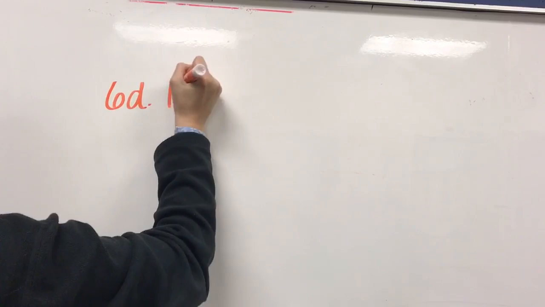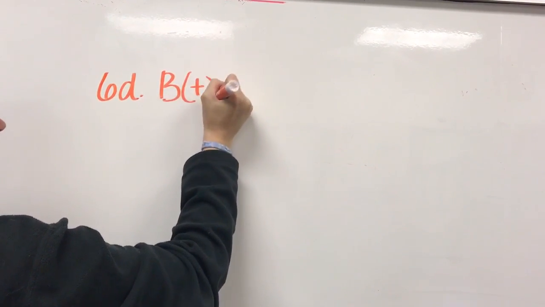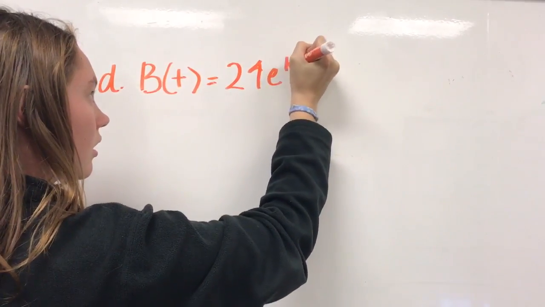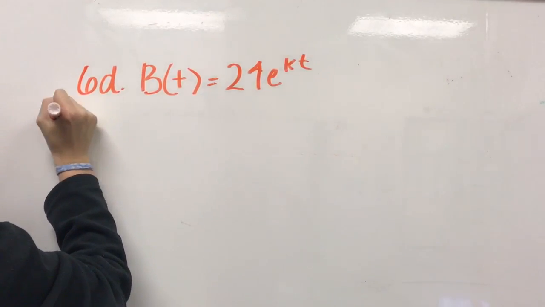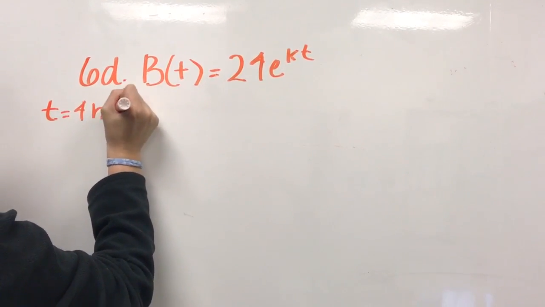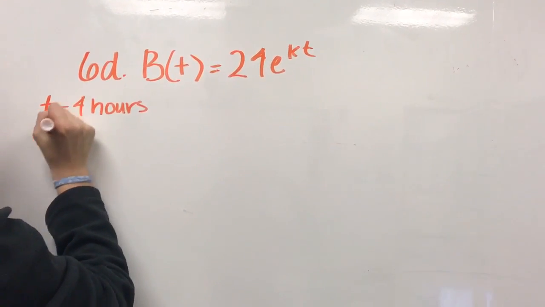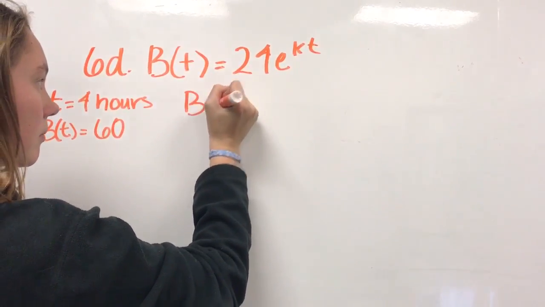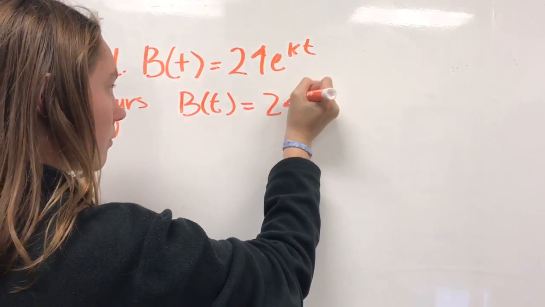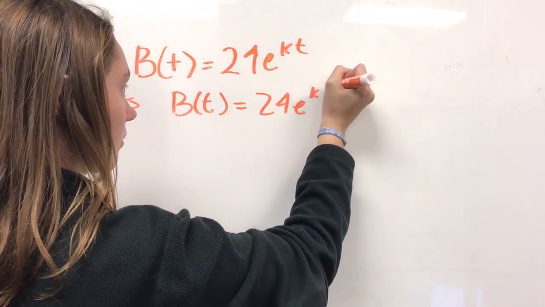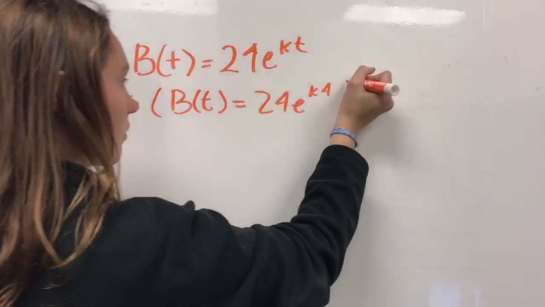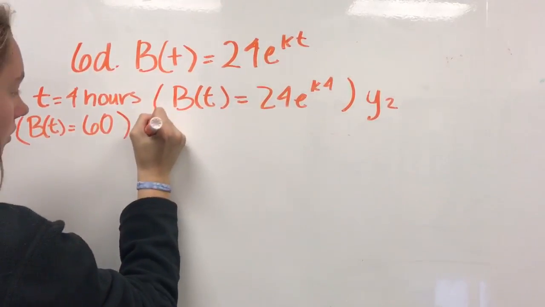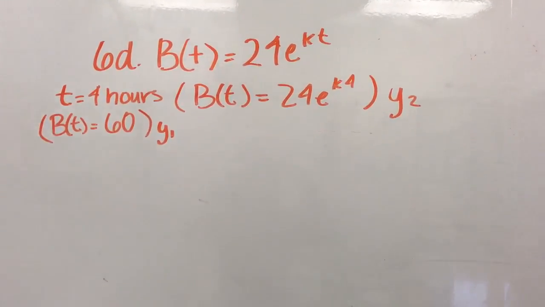Problem 6d states the number of bacteria in colony B after t hours is modeled by the function B of t equals 24e to the kt. After 4 hours, there are 60 bacteria in colony B. Find the value of k. So since t equals 4 hours and B of t equals 60 bacteria, we can plug 4 hours in for the t to get 24e to the k times 4. And this equation is going to be our y2 equation that we will be plugging into our calculators, and B of t is going to be y1. When putting these two together, we're going to graph them in order to find the point of intersection to find the value of k.